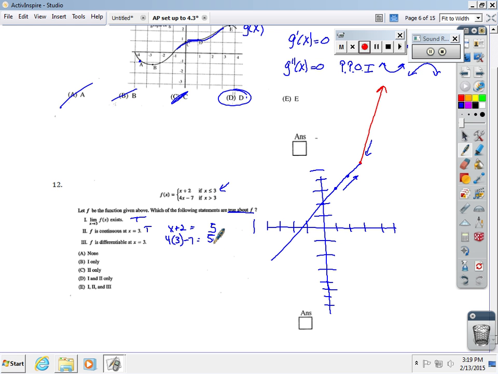And the one that is going to be false is differentiable, and the reason why is to the left of that point the slope is 1, and to the right of that point the slope is 4, so they do not match. So my answer is 1 and 2, which in this case is D. And again, for this last problem there's other ways to do that. That completes questions numbers 7 through 12.